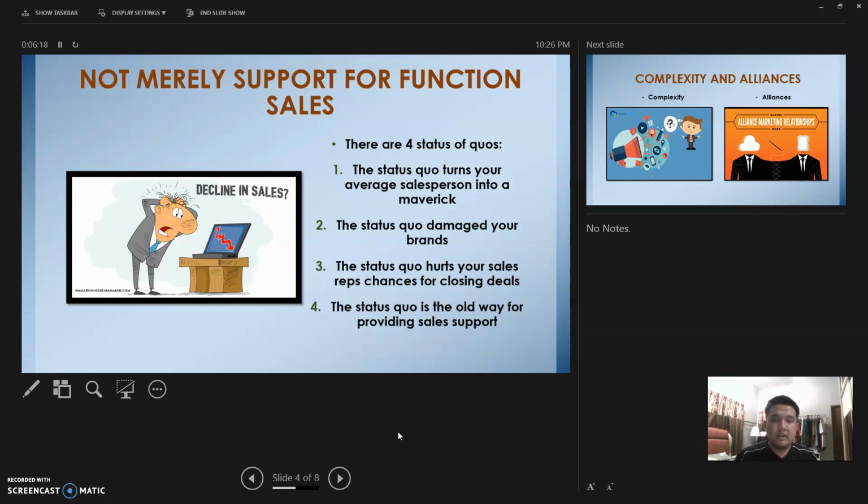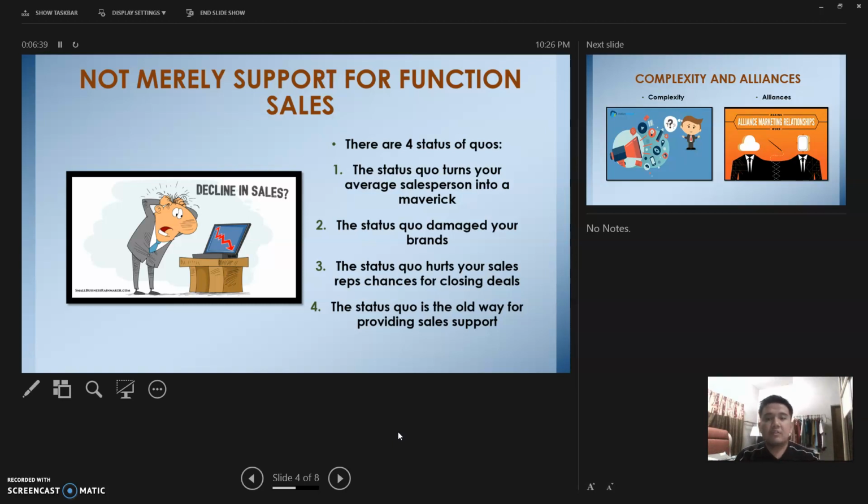The third one is that the status quo hurts your sales reps' chances of closing deals. It means prospects expect comprehensive information that is personalized to their needs. The sales process will begin to slow and lower the possibility of a transaction without proper sales support.